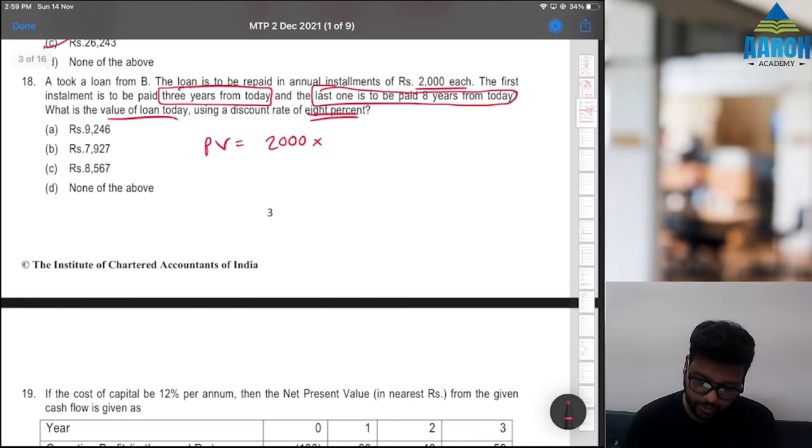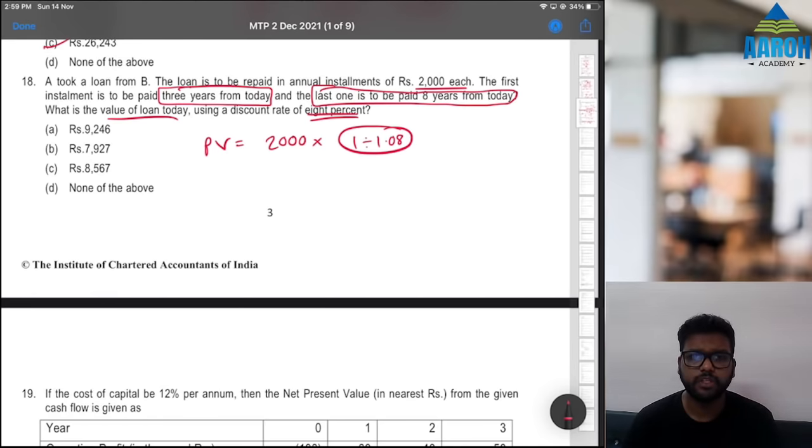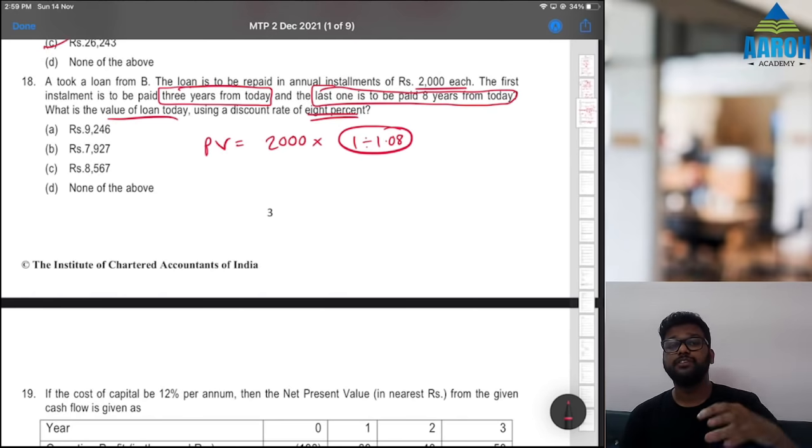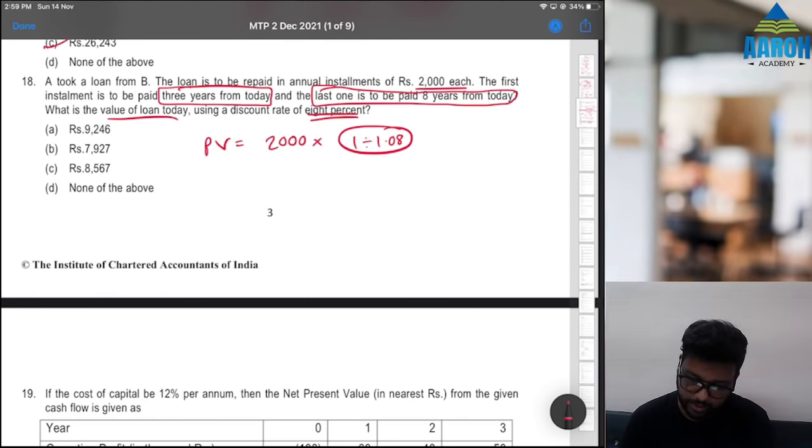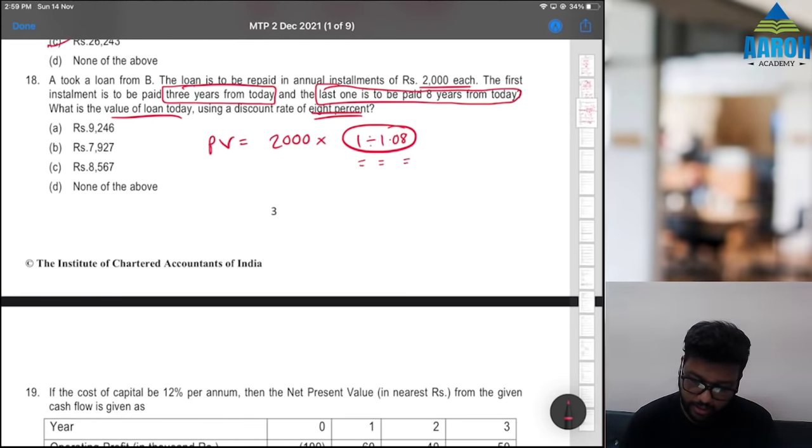8% is the interest rate. So 1 divided by 1.08 will give the factor. But we want to add values from third year to 8th year only. So what we'll do is, we'll press equal to, that will give us first year's factor. Again equal to, so second year. Again equal to, that will give us third year's factor.